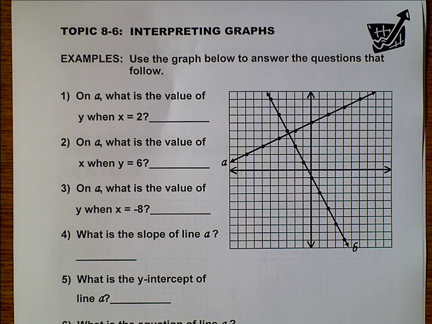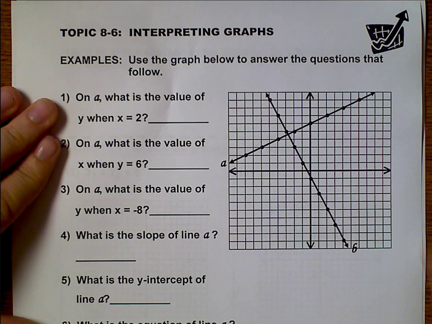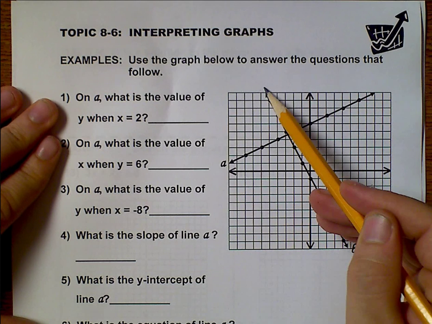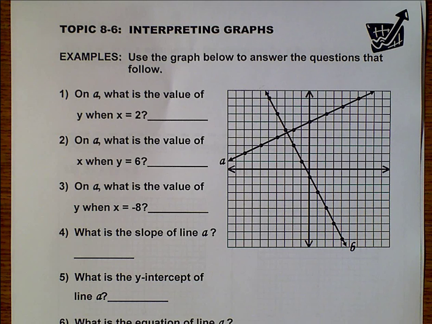Hello, this is topic 8-6 on interpreting graphs. And so we want to go ahead and use these graphs to answer a bunch of questions. And so we have two lines. We have line A and we have line B. And we need to go ahead and figure out different values.